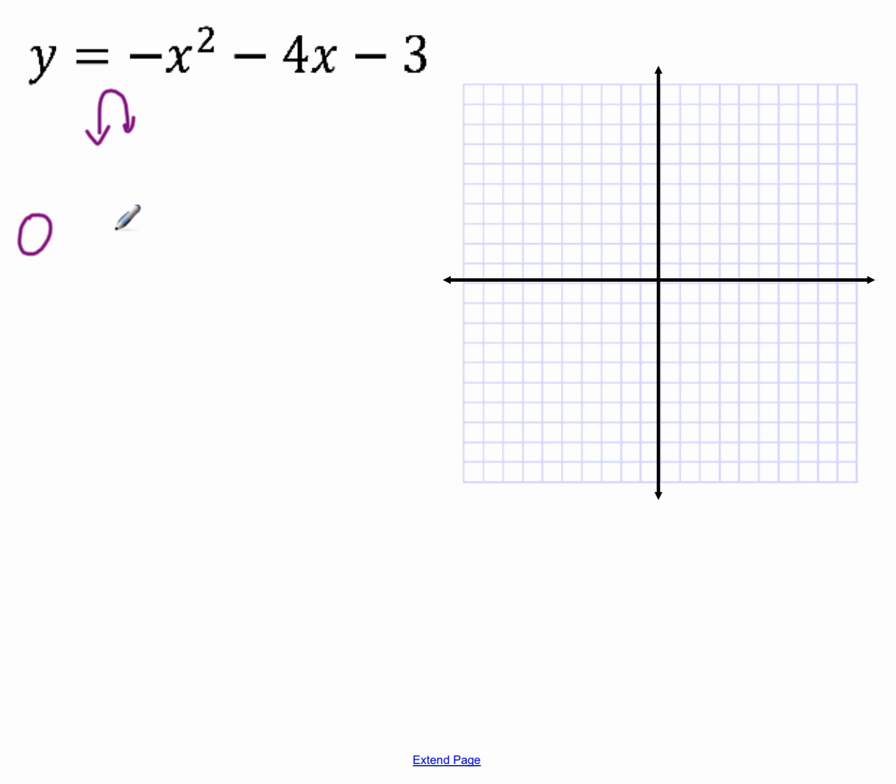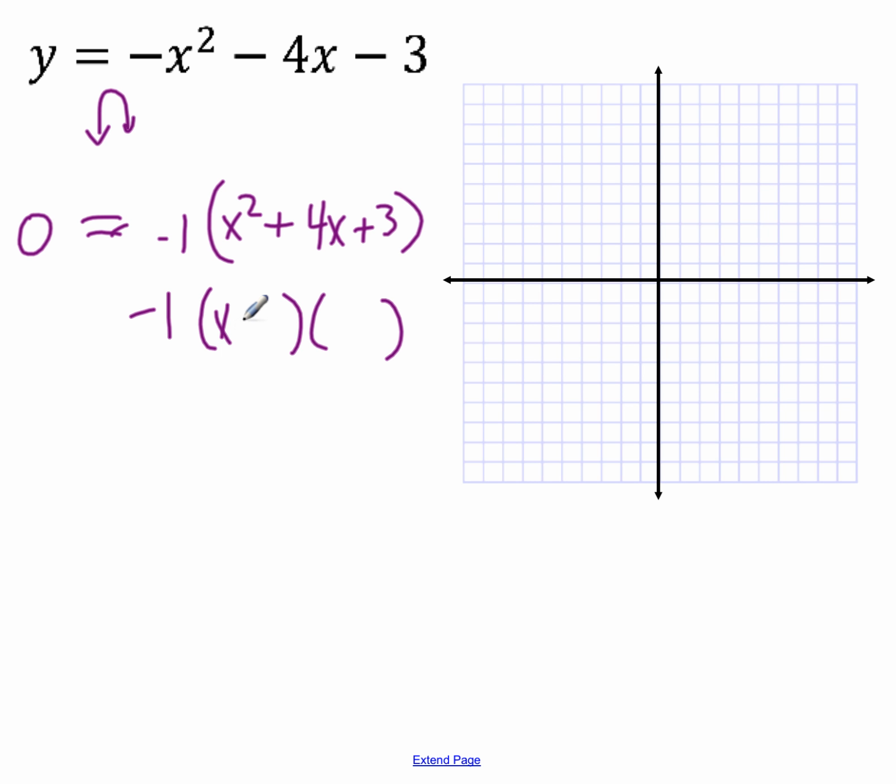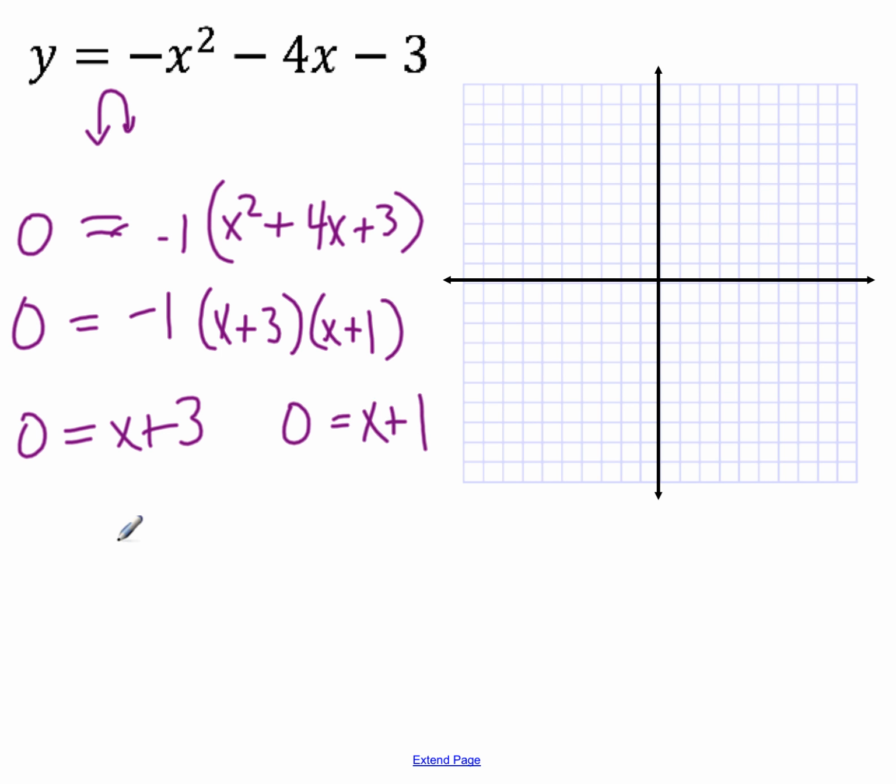So 0 equals -1 x squared plus 4x plus 3. Notice how I factored out a -1. Leave the -1 out here. Factor this. x plus 3, x plus 1, all equal to 0. 0 has to equal x plus 3, or 0 has to equal x plus 1. Solve, and I get x equals -3 and -1.